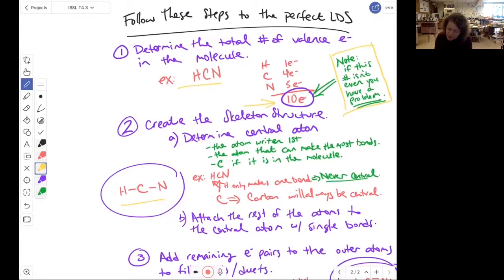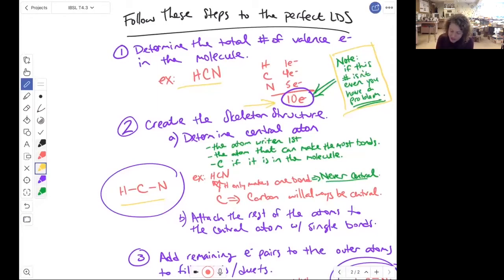All righty, so to determine that central atom, you want to figure out which one it is. The trick is the one that's written first is often the central atom. Not always, but often. The atom that can make the most bonds is almost always the central atom. I want to say always. And if you have carbon in your molecule, it is the central atom, period, end of story, no questions about it. Carbon will always be the central atom if it is there, okay?